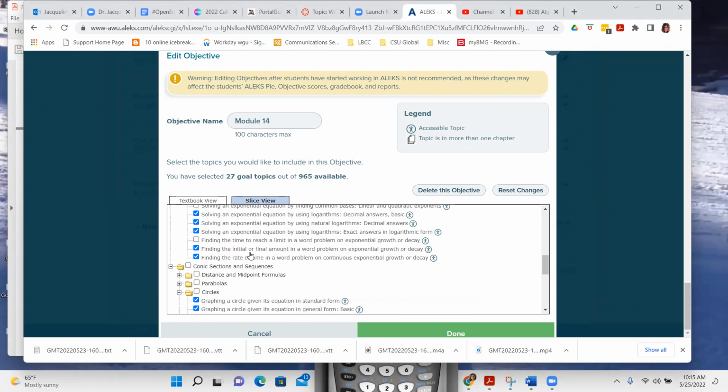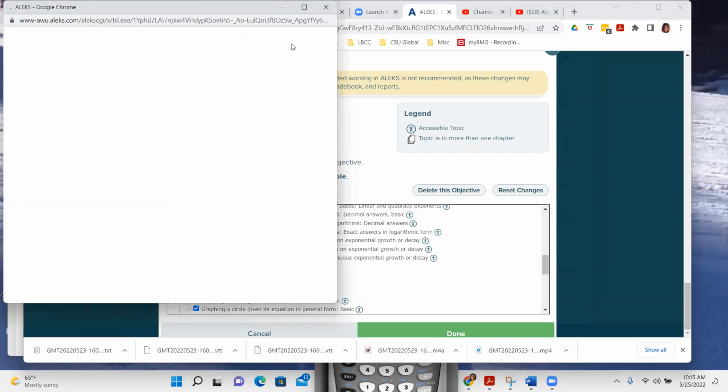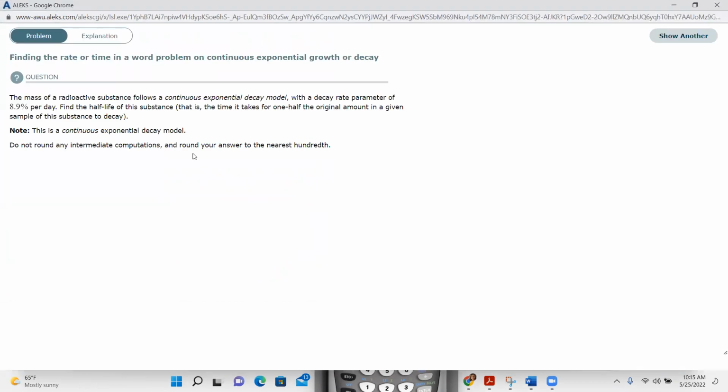All right. So that topic was finding the initial or final amount of a word problem. Now we're going to be finding the rate or time. So we still have this continuous exponential, in this case, decay model. And the decay rate parameter is 8.9% per day. Find the half-life of the substance, that is the time it takes for one half the original amount of the substance to decay.